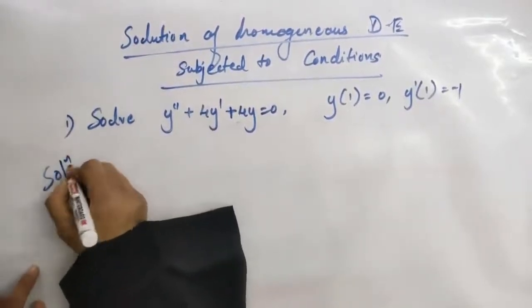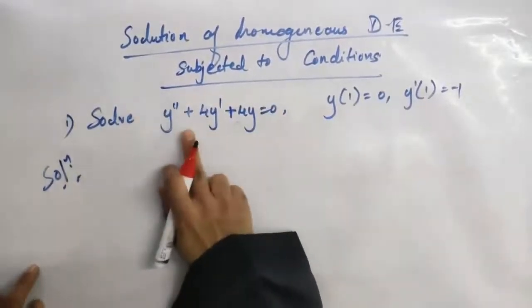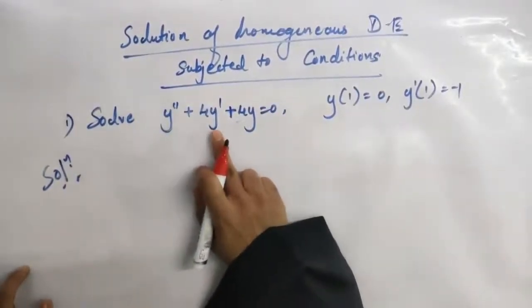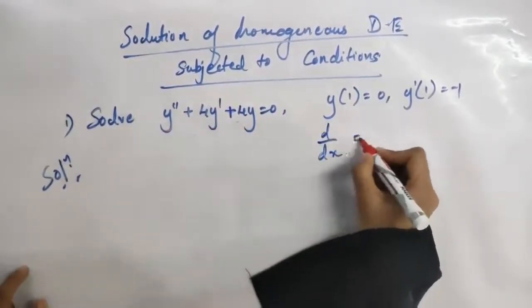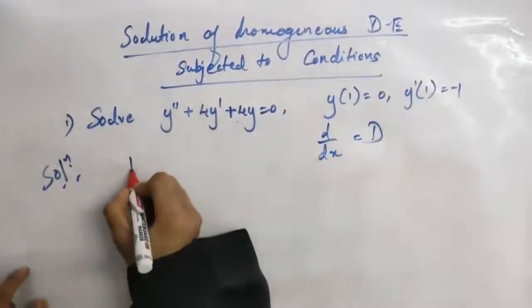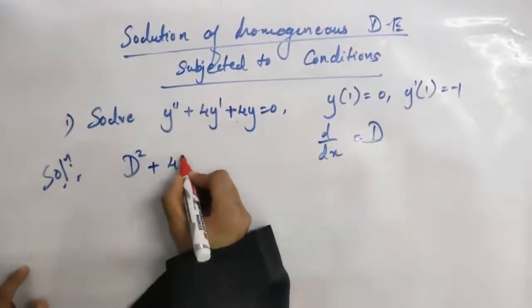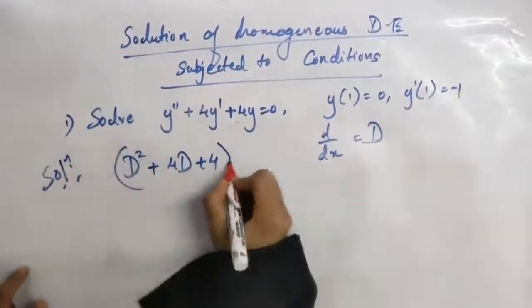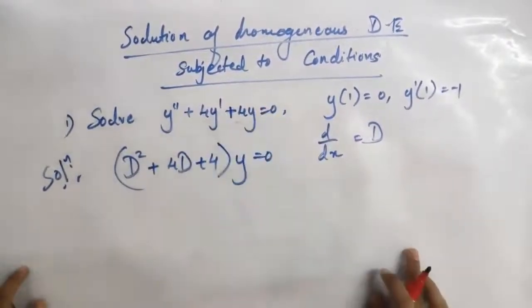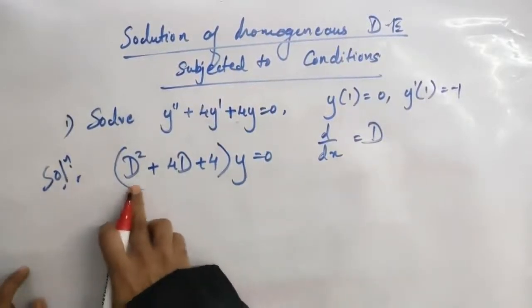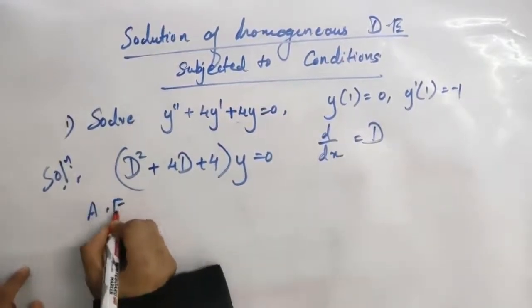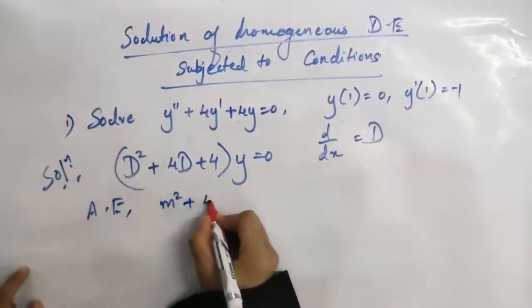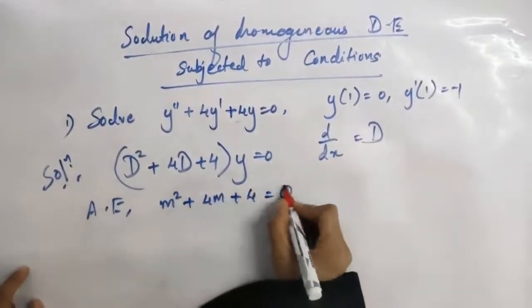The solution is simple. Once again you write, since y double dash represents d square y by dx square, y dash represents dy by dx, every d by dx you have to replace by capital D. So you write this as D square plus 4D plus 4 of y is equal to 0. This is the given equation to you. Now consider the bracket, replace every D by small m and write your auxiliary equation. So the auxiliary equation is m square plus 4m plus 4 is equal to 0.